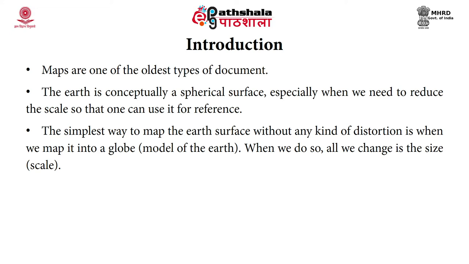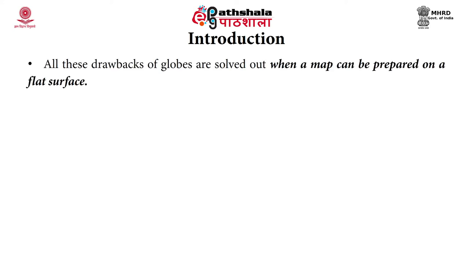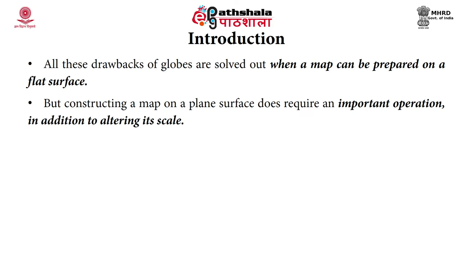When we do so, all we do is change the size of the earth. But a globe has its own disadvantages. Globes are very expensive and difficult to use, that is, it is very difficult to measure, draw and reproduce, and very difficult to carry. Moreover, only half of the globe is visible at one time. All these drawbacks of the globe are solved when a map can be prepared on a flat surface. But constructing a map on a plane surface does require an important operation in addition to altering its scale.